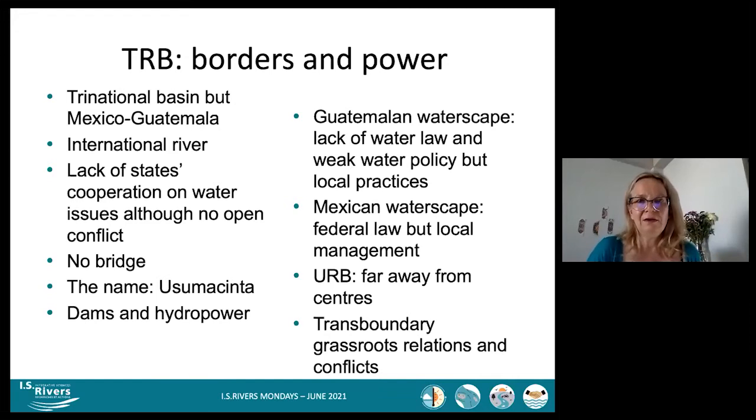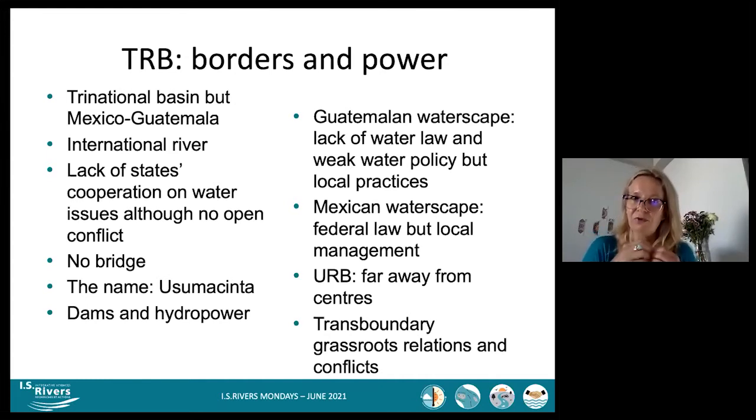Over 1/3 of its length. And another important element to understand the cross-border dynamics is the absence of cooperation between the two states on the question of water management. In parallel, there is no open conflict between the two countries on water.